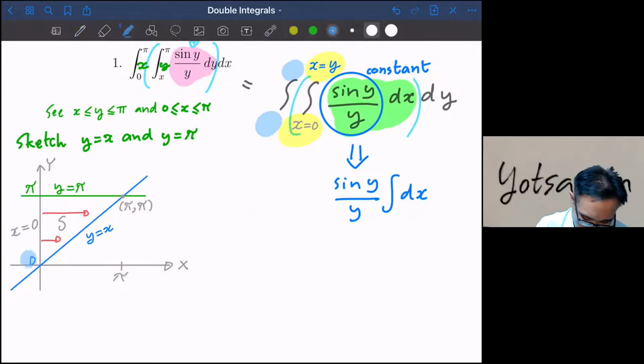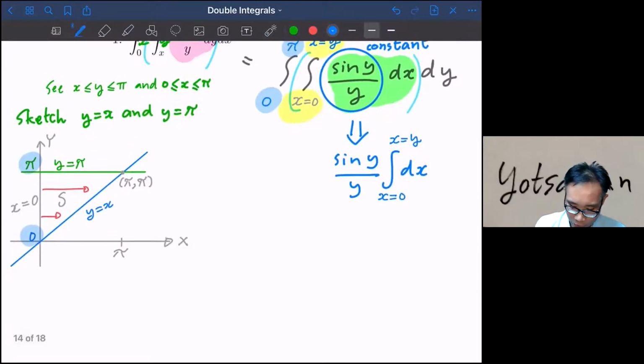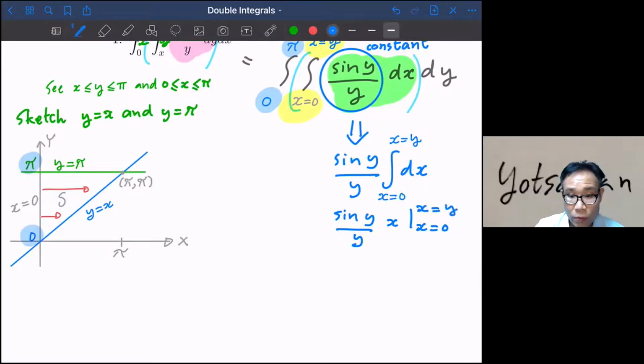The blue guy will cover from y equal to 0 to y equal to pi. So it's going to be 0 to pi. And you see that this guy will be the thing that you're going to integrate over x equal to 0 to x equal to y. And I'm going to continue computing this guy. So it would give me psi y over y, and integrate dx is x from x equal to 0 to x equal to y.